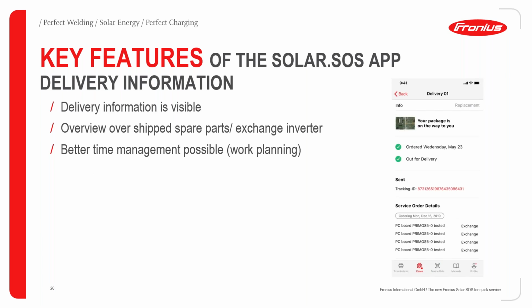Delivery information also comes in very handy, because we can see here, if I order the spare part, I can see directly when I ordered it and if it's already out for delivery or not yet. Therefore, I can also do a little bit better time management, so I can plan my work. I can say to the customer, it's already out for delivery, which means in 3 to 4 days it's likely to arrive. And therefore, in the next 3 or 4 days, I will visit you again, because I will have the spare part then, and then we will do the exchange.